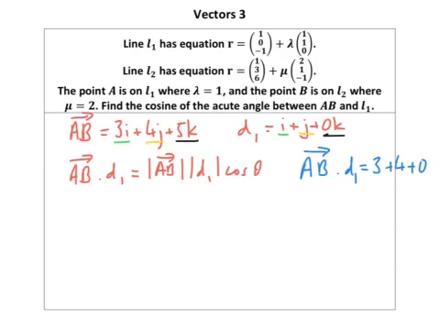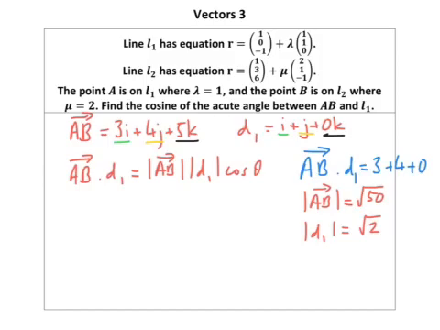And then the magnitude of AB is going to be 3 squared plus 4 squared plus 5 squared, which is root 50, and the magnitude of d1 is going to be 1 squared plus 1 squared plus 0 squared, which is root 2.